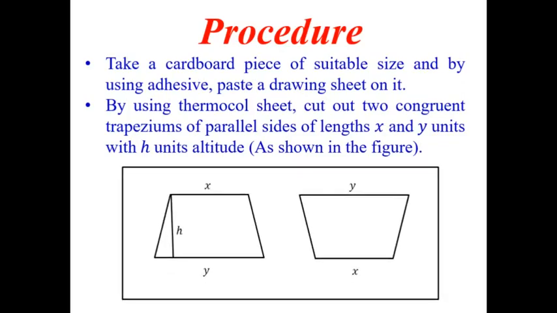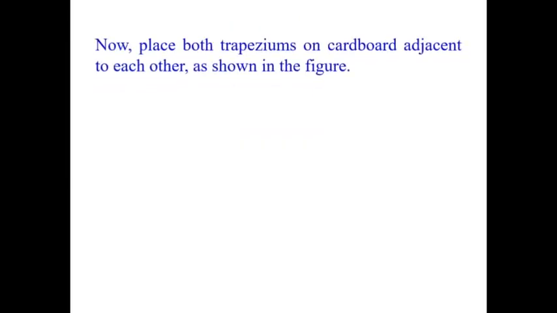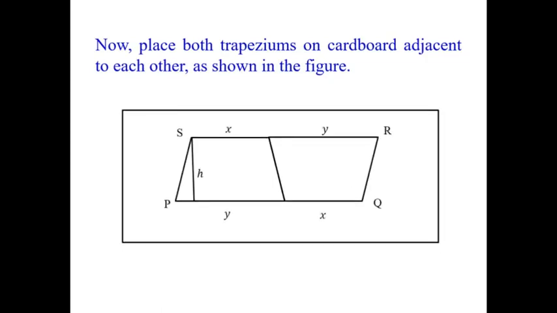So these are two congruent trapeziums having the parallel sides x and y, and the altitude of each trapezium is h unit. Now place both trapeziums on cardboard adjacent to each other as shown in the figure. So these are the two trapeziums, those are placed adjacent to each other. So by the two trapeziums the figure formed is a parallelogram.